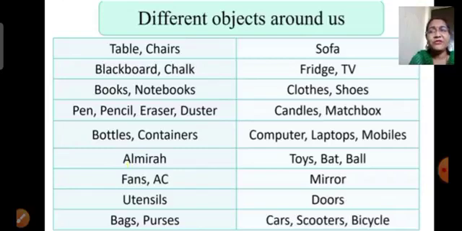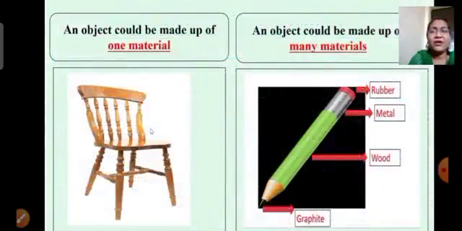Your table, your chair, blackboard, chalk, pen, pencils, erasers, fans, AC, utensils, doors, your toys, your computers, laptops, your clothes, shoes, sofa, TV, fridge. All these are objects. I have already told you that an object could be made up of only one material or it could be made up of many materials. So let's take some examples.